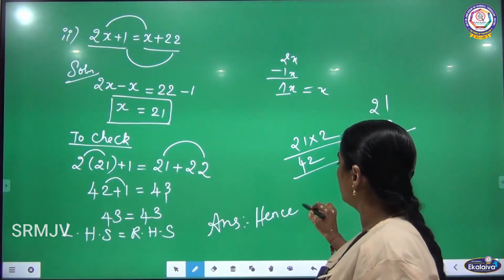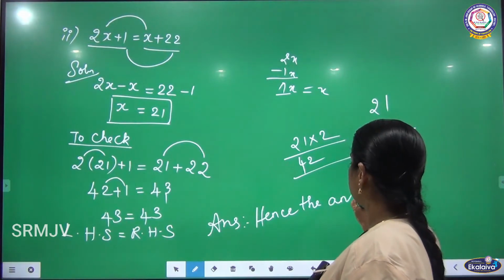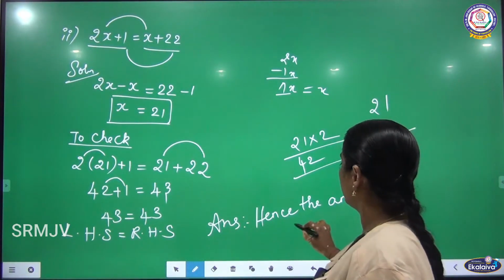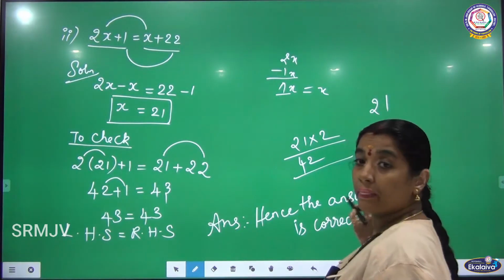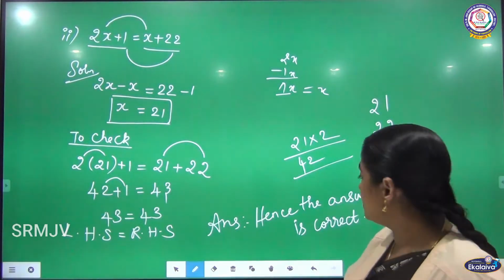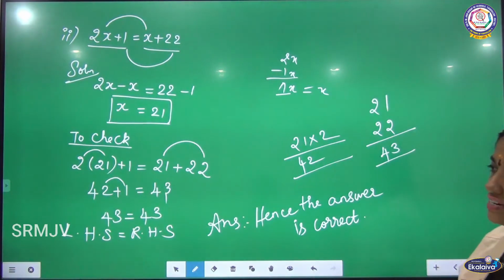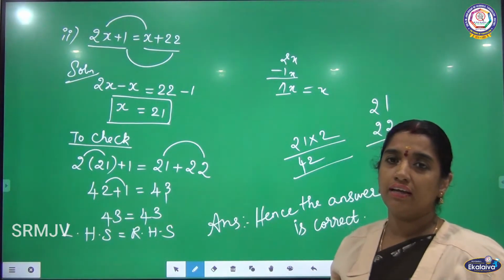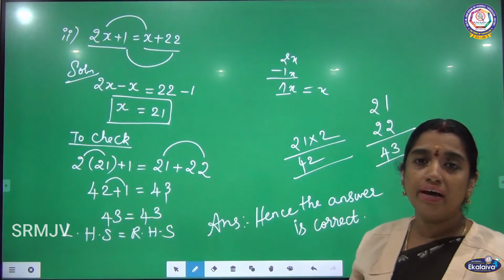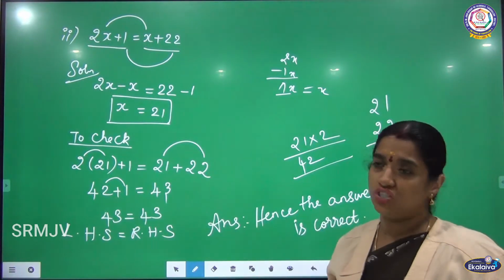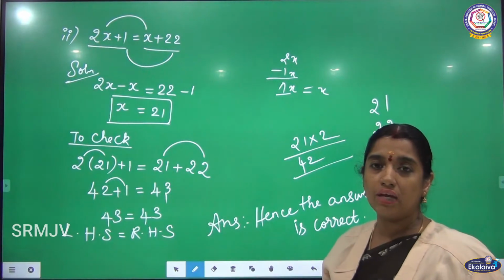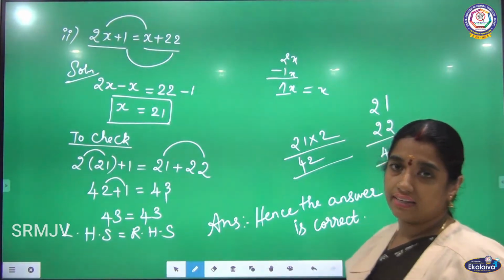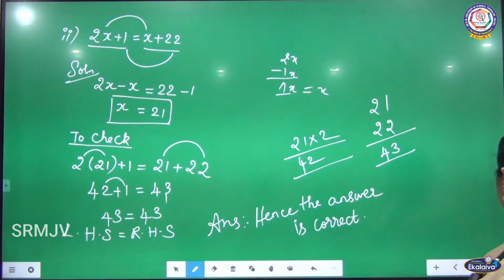Is it clear? Hence, the answer is correct. First, you solve the equation and find the value. Substitute to check. Once after checking your LHS and RHS are equal, your answer is correct. Shall I move on to the third sum?